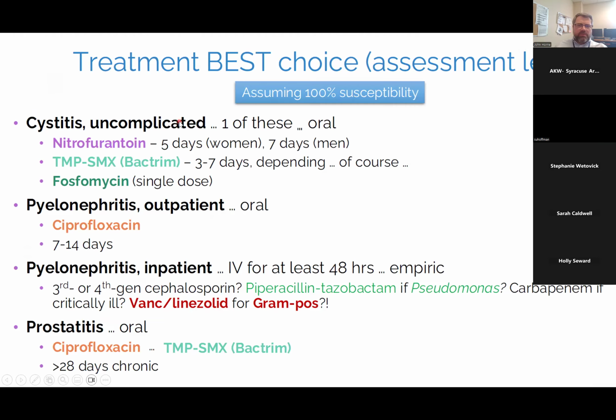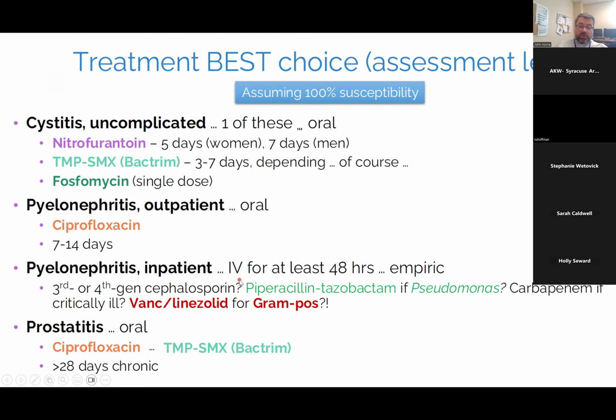And then as far as cystitis, uncomplicated: nitrofurantoin, Bactrim, or fosfomycin, and fosfomycin would be a single dose. Pyelo, well, this says 7 to 14 days. This actually should be, I should have updated this. So 5 to 7 days, right? So that would be a complicated urinary tract infection. Yeah, I apologize. This should be 5 to 7 days.